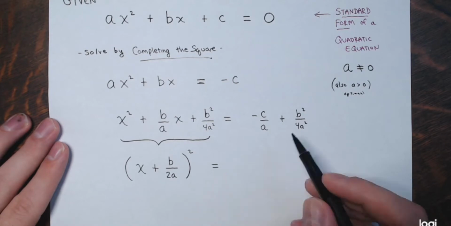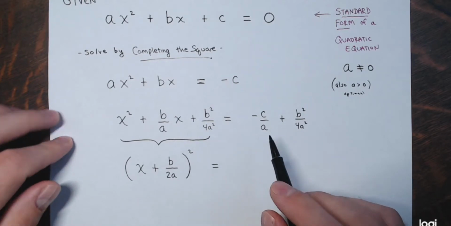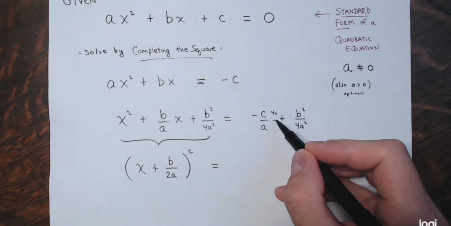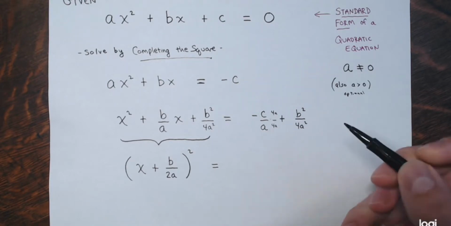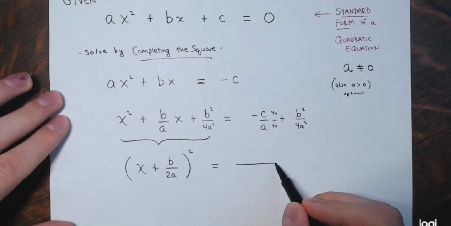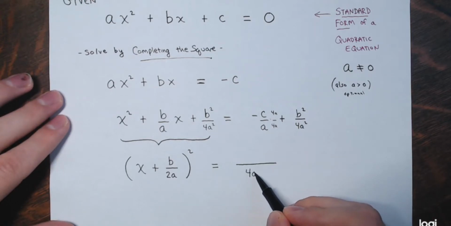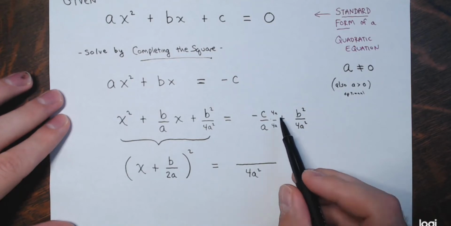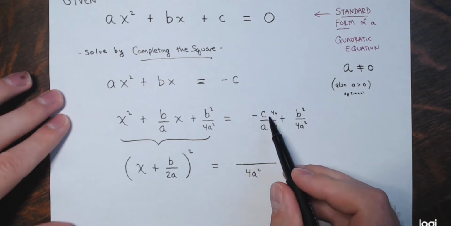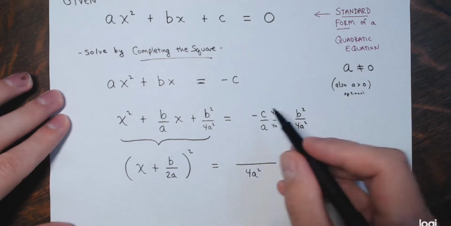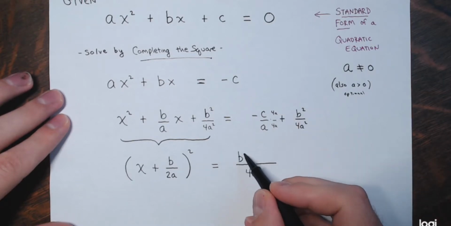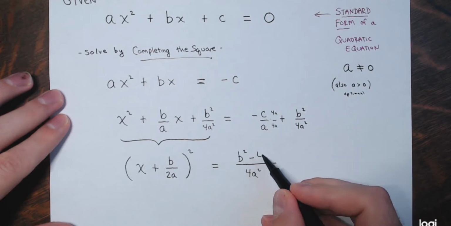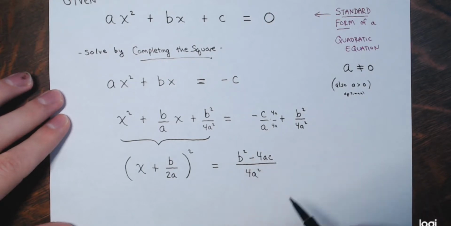Alright, then on the other side, I'd have to multiply this first fraction here by 4a over 4a to get a common denominator. And that common denominator will be 4a squared. Right? They both have 4a squared. And then the numerator will be negative 4ac plus b squared. I can switch those terms, say b squared first, put the positive term first, and then minus 4ac. Right, that's the numerator.